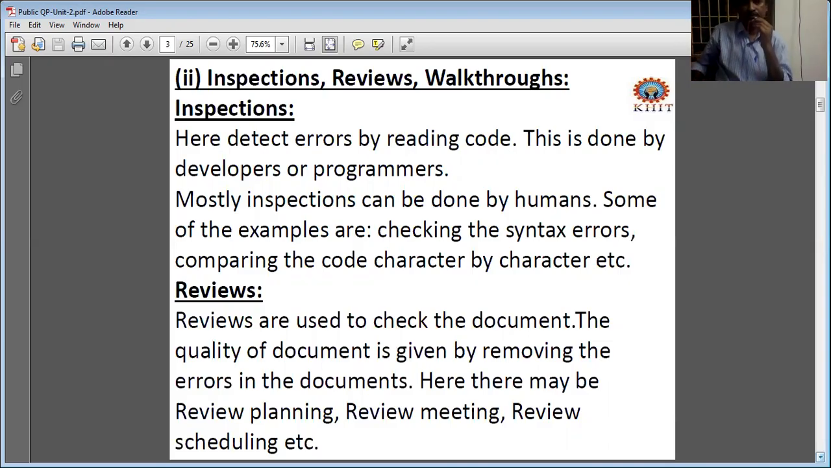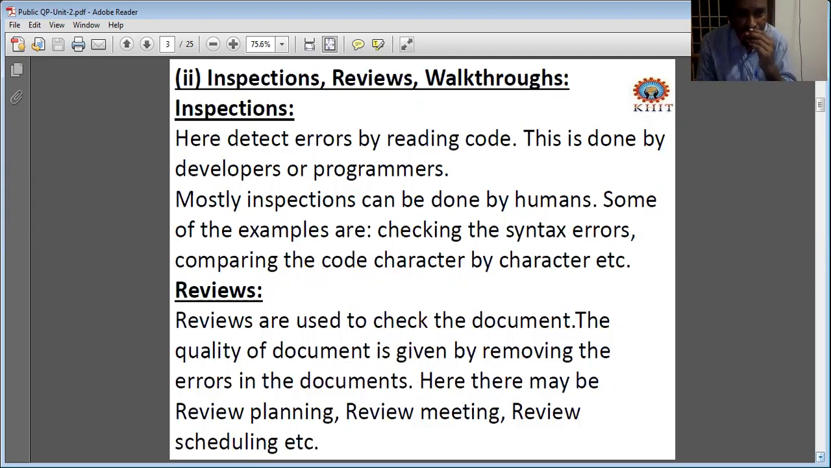Now, inspections. In inspections, we detect errors by reading code. This is done by developers or programmers. Mostly inspections can be done by humans. Some examples are checking syntax errors and comparing the code character with character.